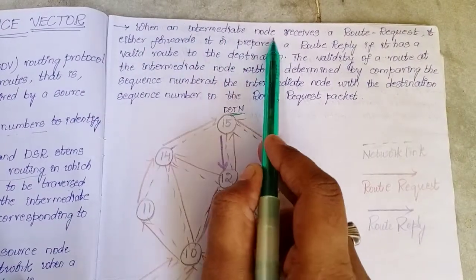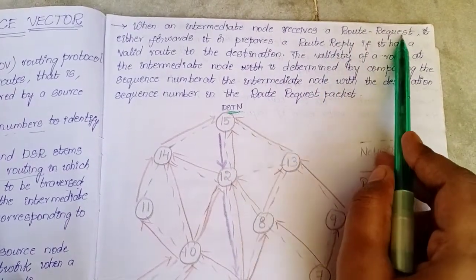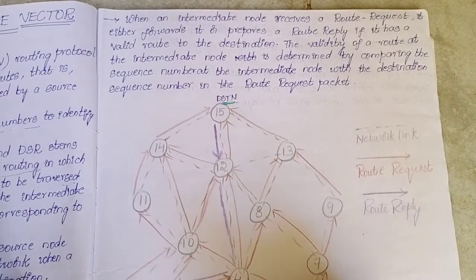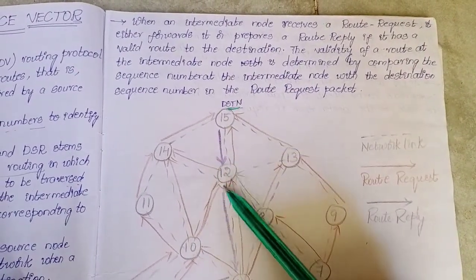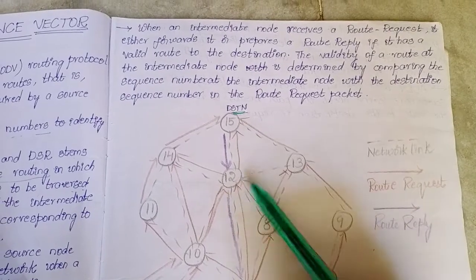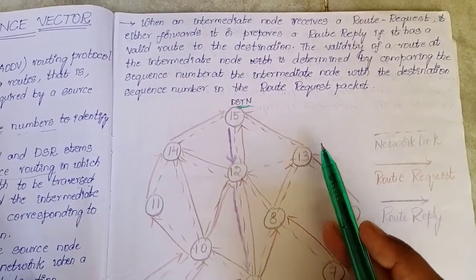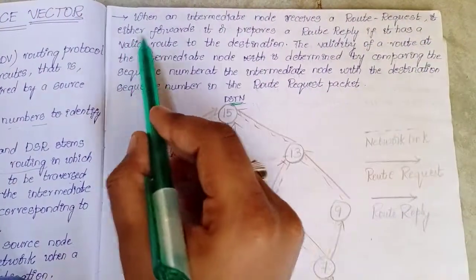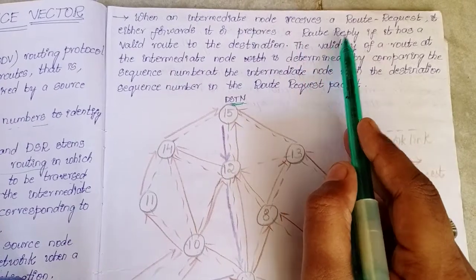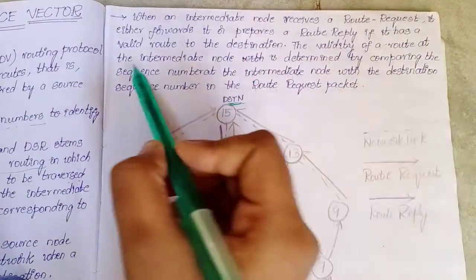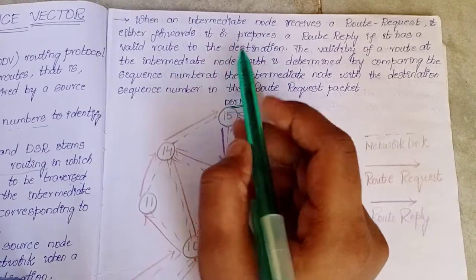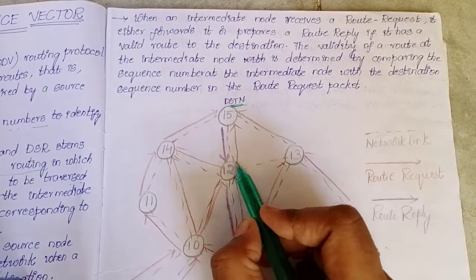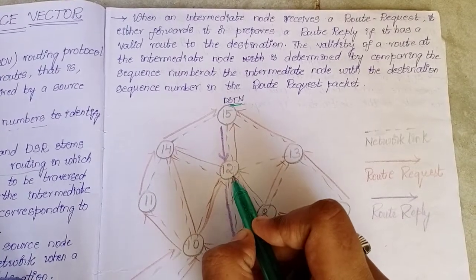When an intermediate node receives a route request: an intermediate node means a node which is between the destination and the source. Here 12, 10, 8, these nodes are intermediate nodes. When an intermediate node receives a route request, it either forwards it or prepares a route reply packet if it has a valid route to the destination. If the intermediate node has a valid route to the destination, then the intermediate node itself sends the route reply packet to the source node.